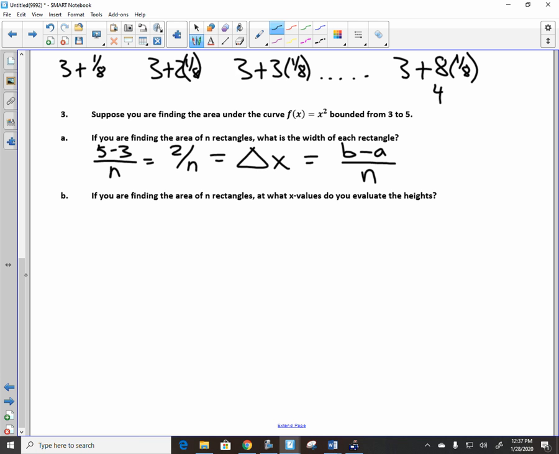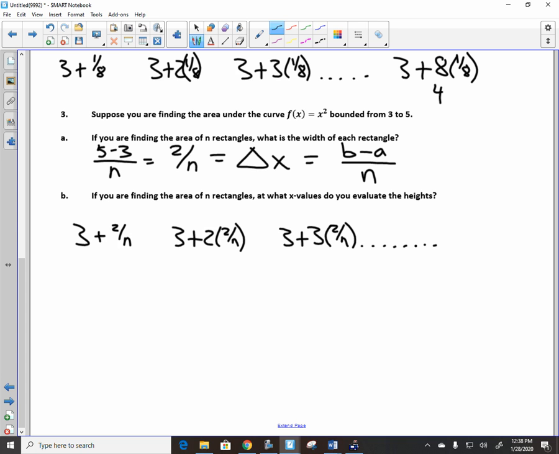Lean in. If you are finding the area of those n rectangles, at what x values do you evaluate the heights? Think about what you did. Where do you start? We started at 3 and you move over how far? Plus 2 over n. Excellent. That's going to be your first spot. Then 3 plus 2 times 2 over n. Good. 3 plus 3 times 2 over n.